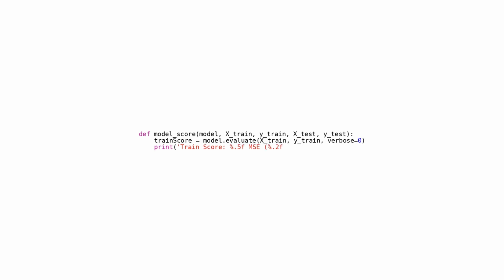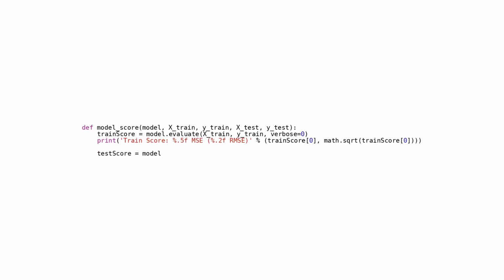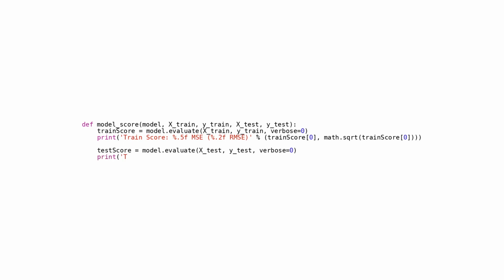The function named model_score evaluates the performance of a machine learning model provided to it. It requires the model, training data (x_train, y_train), and testing data (x_test, y_test) as input. The function utilizes the model's evaluate method to determine the mean-squared error (MSE) for both the training and testing datasets. It then derives the root mean-squared error (RMSE) from the MSE values and displays the results.